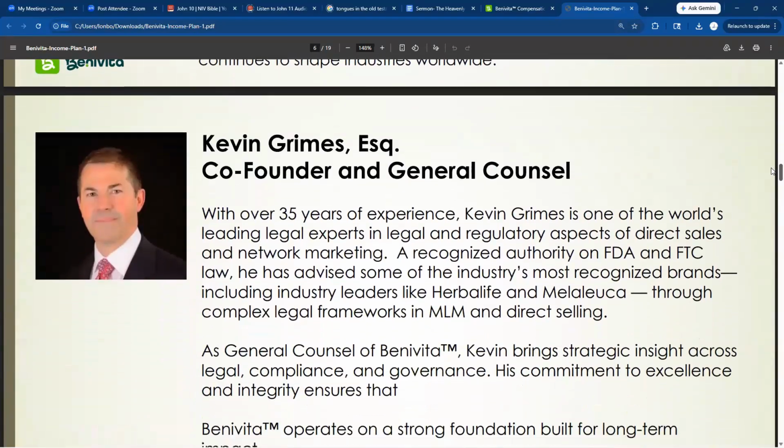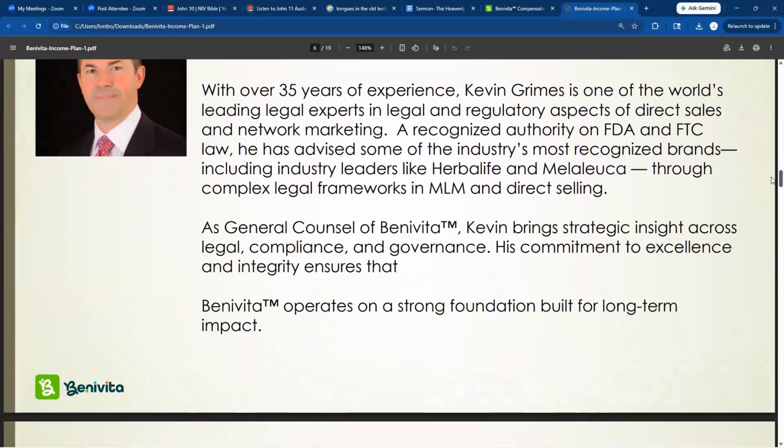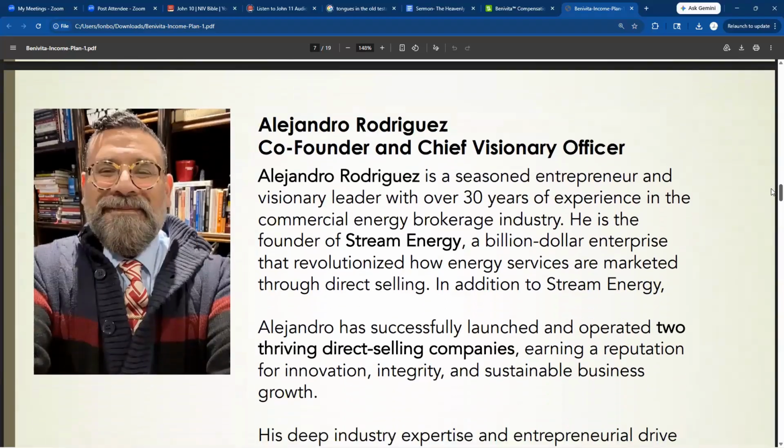And we have Kevin Gates. This is the lawyer that spearheads everything. He's a co-founder and general counsel. I mean, a lot of people seek after his advice to make sure that their direct sales is running the right way and can run a long time.